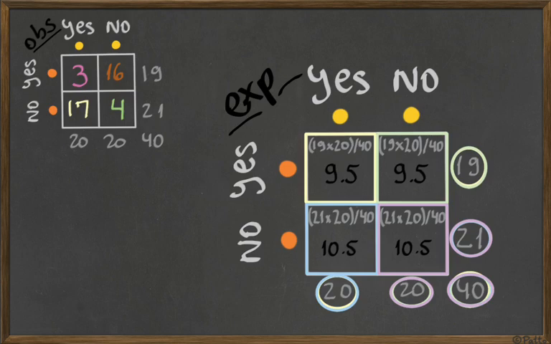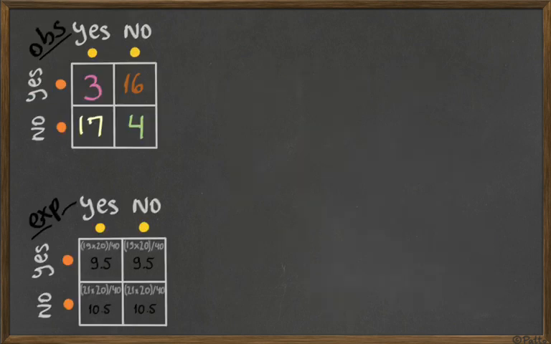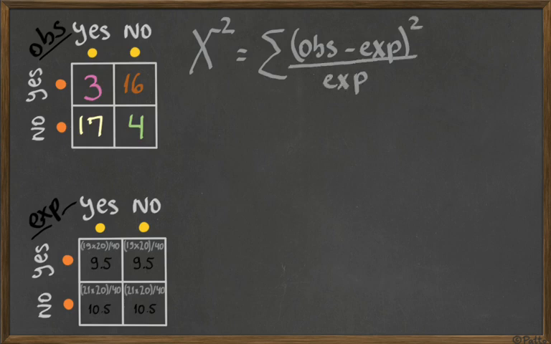So how do I compare to see if these numbers, the observed values, are matching with these numbers, the expected values? For that, I do a Chi-square. The Chi-square compares the observed and the expected. And the formula for the Chi-square is the sum of the observed minus the expected, to the power of 2, divided by the expected.